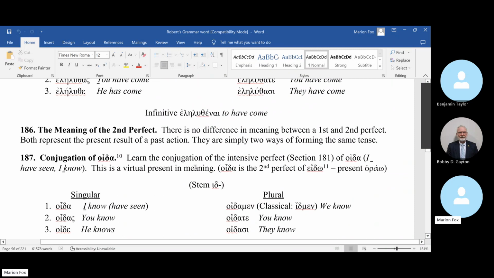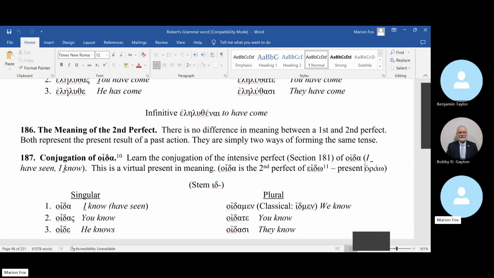All right. Your perfect tense, you have your first and second perfect. There's no difference in the meaning of them. They both represent the present result of a past action. Right? So question. Yes. So eidon then is not used. It's horao, right? Oh, yeah. Yeah, the present form is horao.